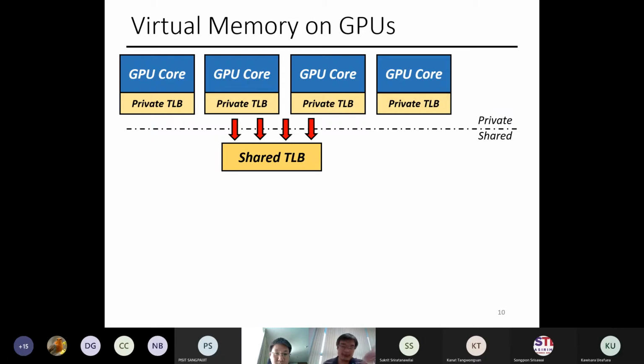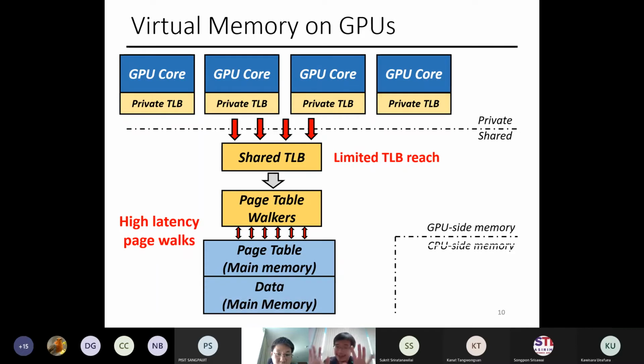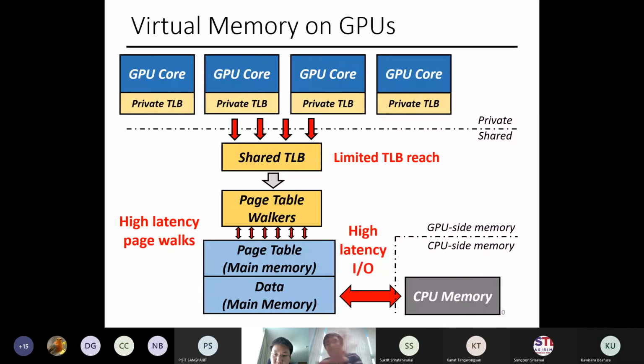The CPU also uses a similar structure. Then you have the page walk, which basically performs a page walk if the translation data is not in the shared TLB. And as I said, there are two big problems, right? Limited TLB reach and high page walk latency. And if the data just happens to be on the CPU side, you also have to bring in that data through an interface that is a lot slower because they're physically disconnected.